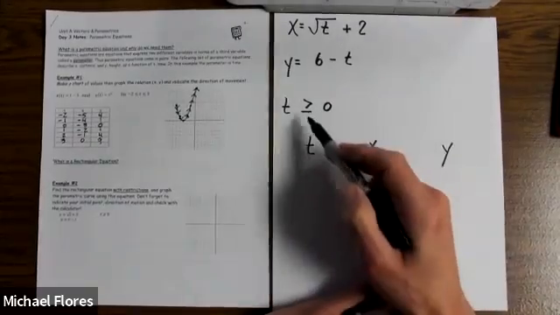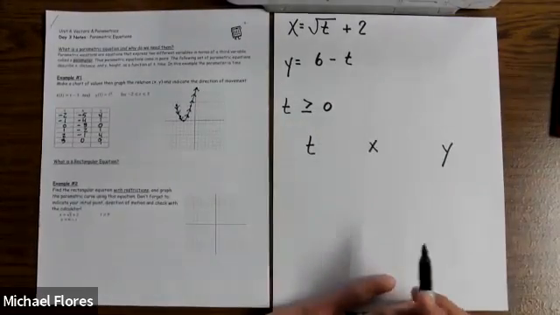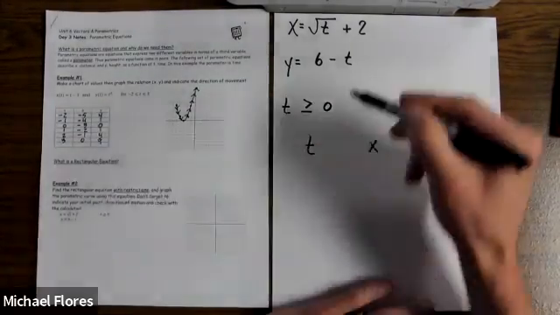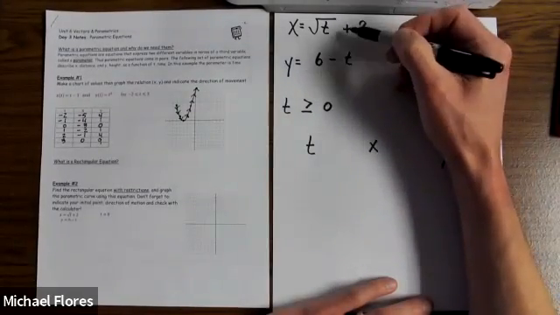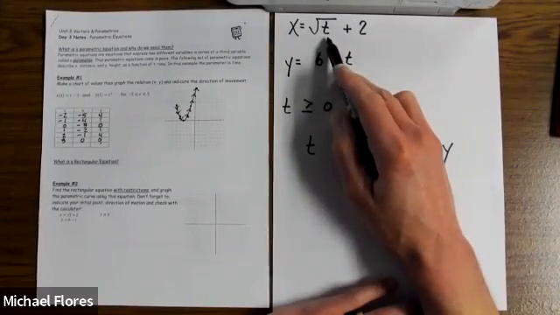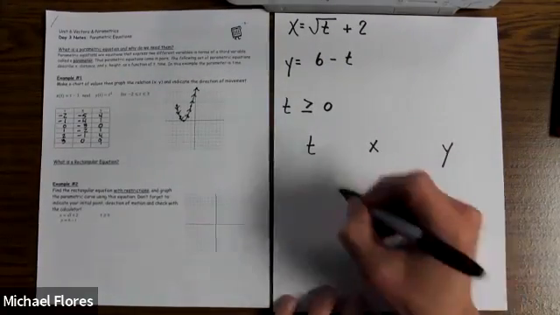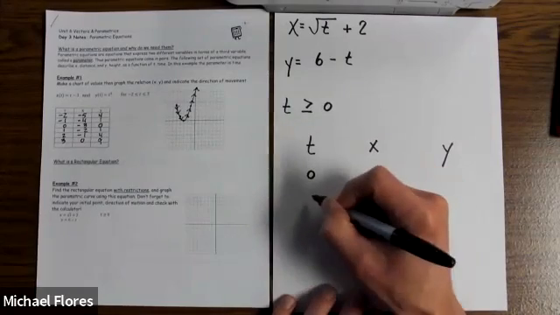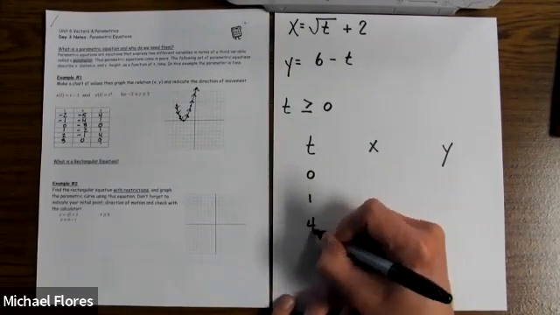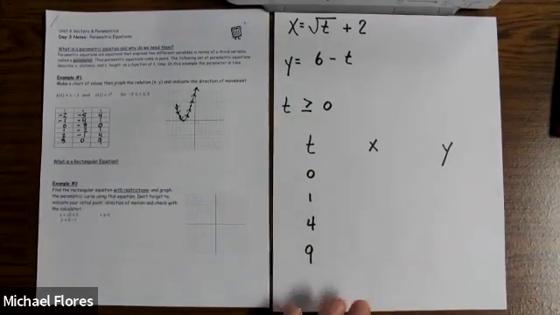Now for t, they tell us t has got to be greater than or equal to 0. I would then check your equations. If one of your equations has a square root, well, then be strategic about what numbers you're going to use. You want to use perfect squares. So we're going to use 0, 1, 4, and 9 because those are all perfect squares.